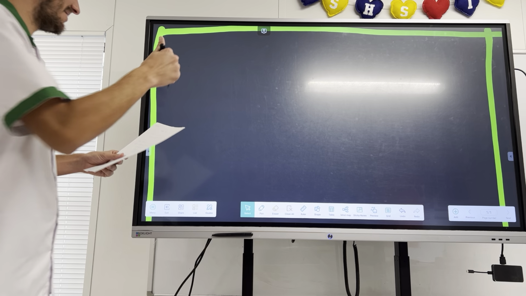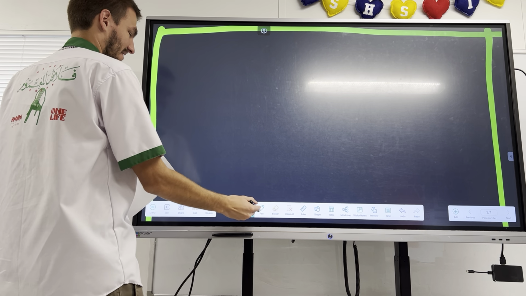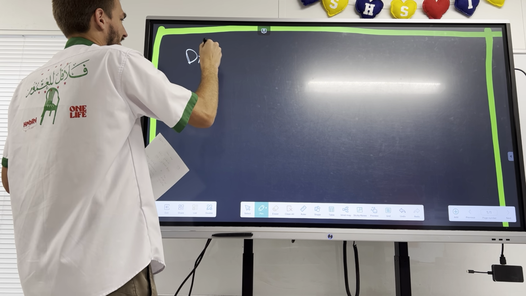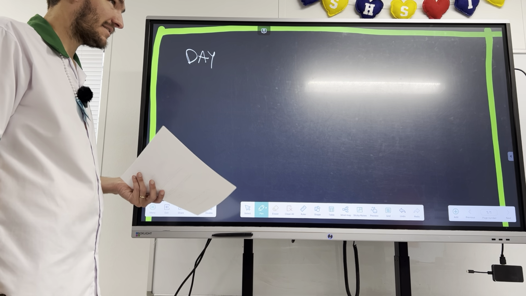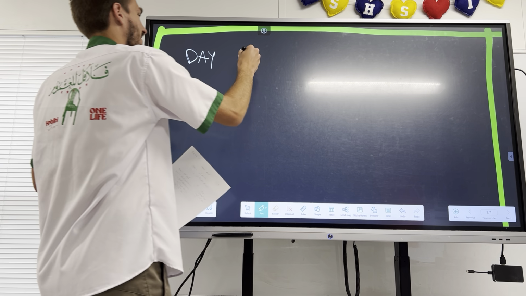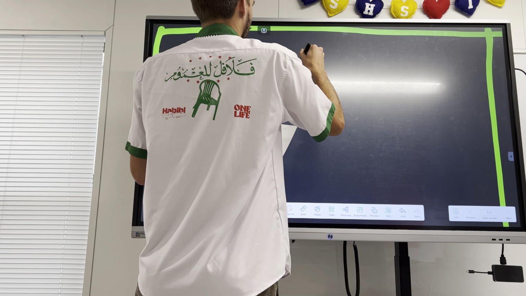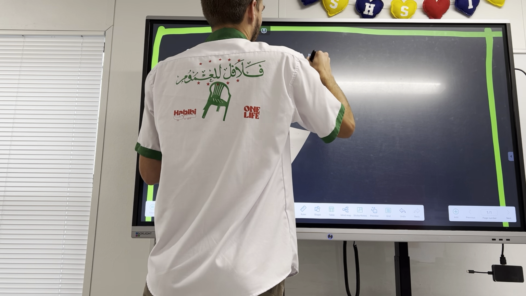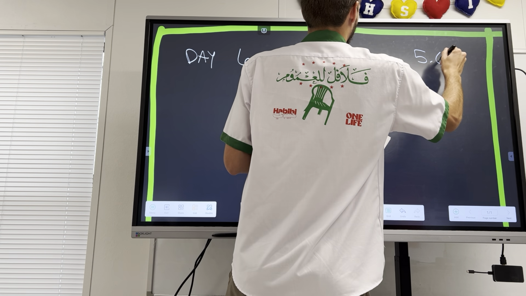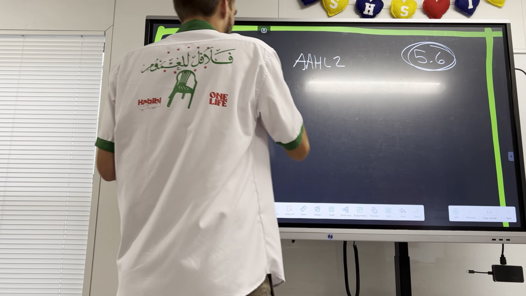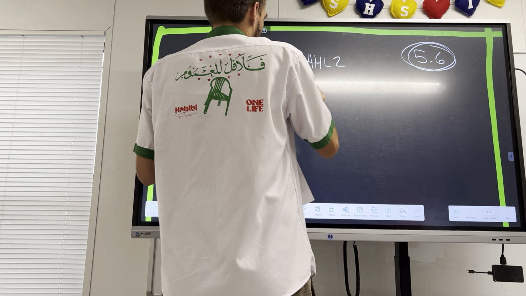All right, we're gonna do... I'm really getting quiz today. Day 6 of class. All right, I trust. Day 6. We're gonna be in AAHL2. We're gonna be sticking around at 5.6. We're going to be covering chain rule.